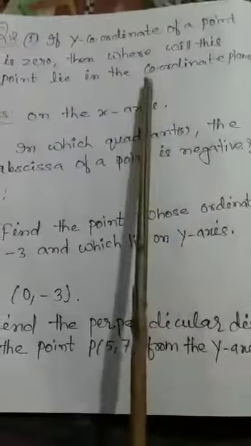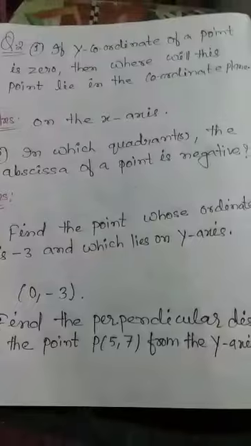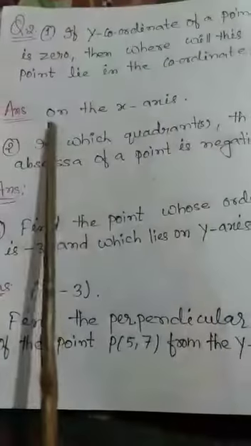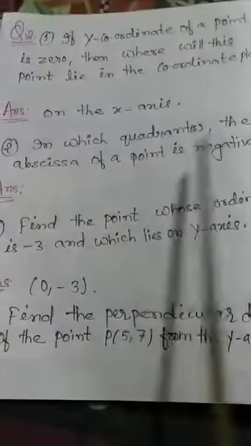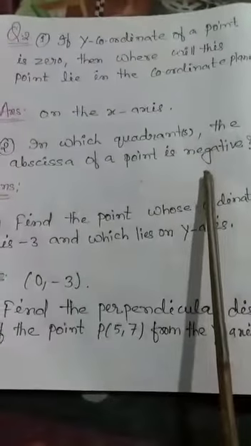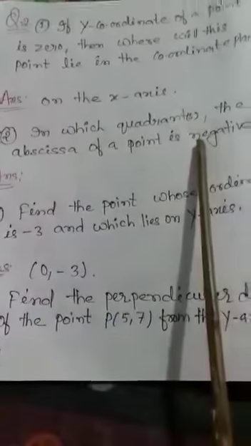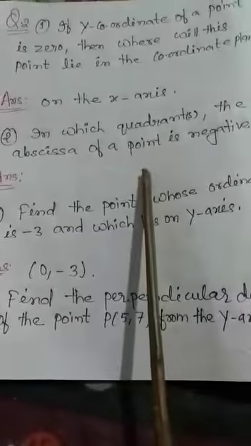Now see, if the y coordinate of a point is 0, then where will this point lie in the coordinate plane? Here we are observing the y coordinate of a point is 0. Definitely that will lie on the X-axis. Now see, in which quadrants the abscissa of a point is negative, that I will not tell. Just you see your previous notes which we have discussed earlier, and you have to write here in which quadrants the abscissa of a point is negative. Is that okay? And if you face a problem, please contact me.